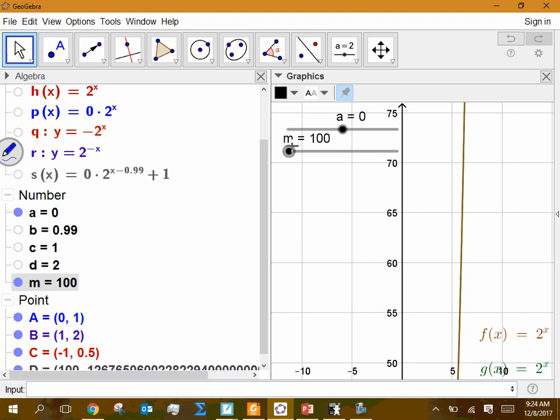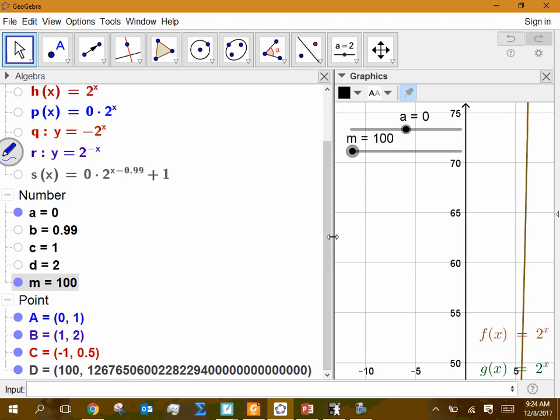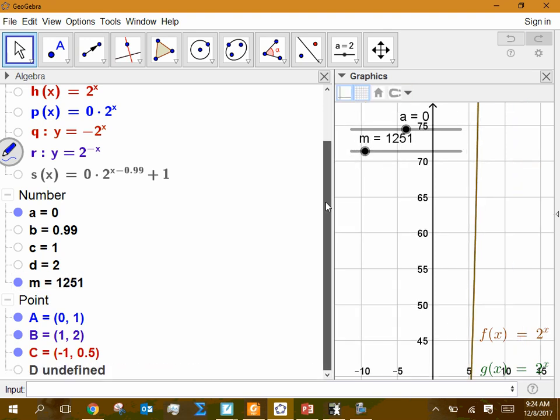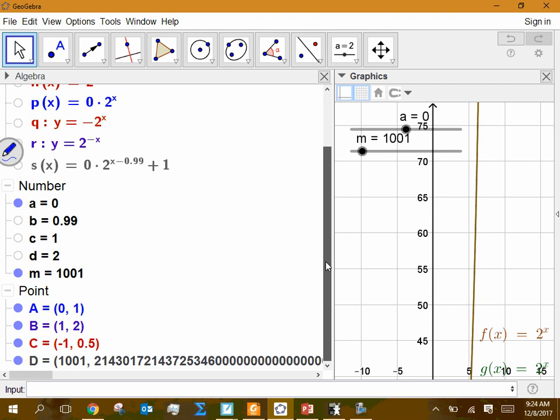Now, 100 is a relatively small number. But look at what I get when I raise 2 to the 100th power. Okay? Now, the undefined, what it's doing is basically telling me that it doesn't have the ability to calculate it.